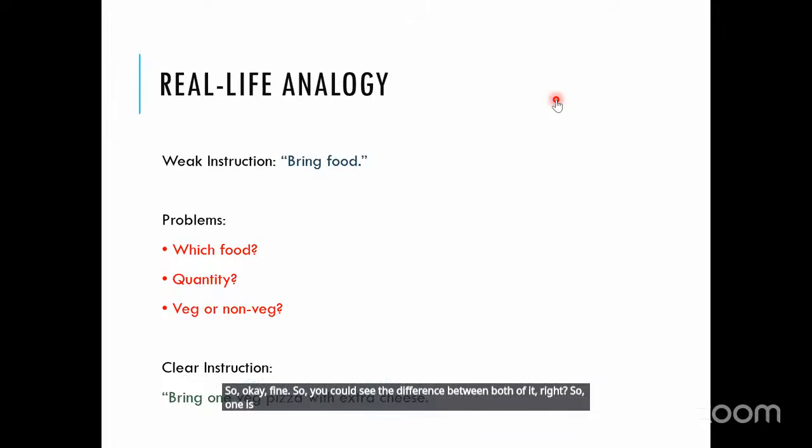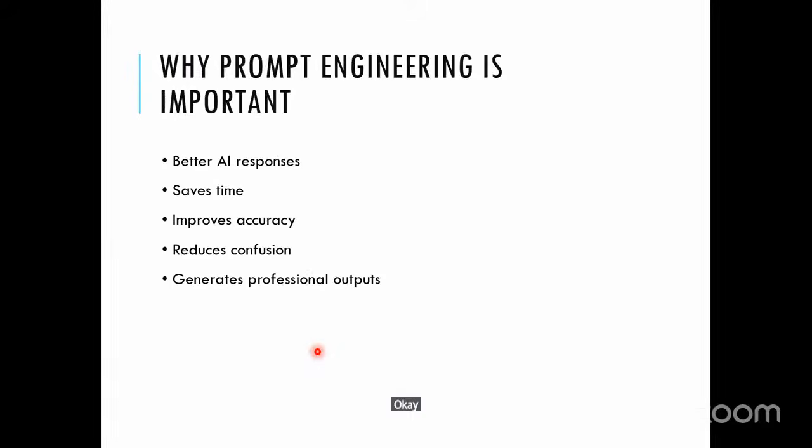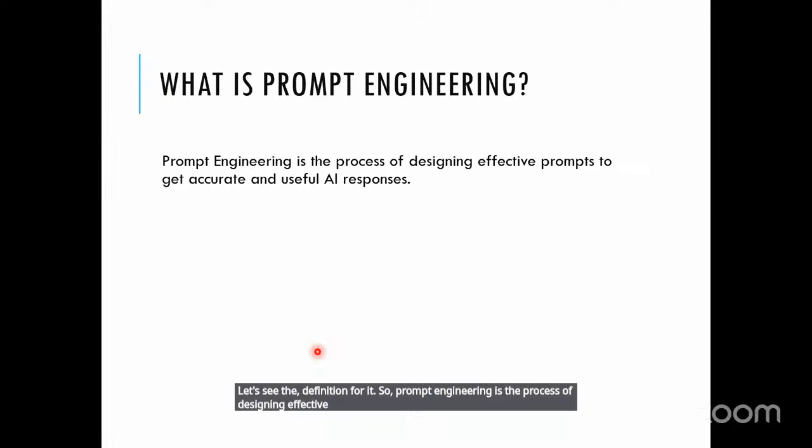So one is a weak instruction and another is a clear instruction. So what is prompt engineering? Prompt engineering is an important future-ready skill in AI communication. Okay, so let's see the definition for it. Prompt engineering is the process of designing effective prompts to get accurate and useful AI responses.